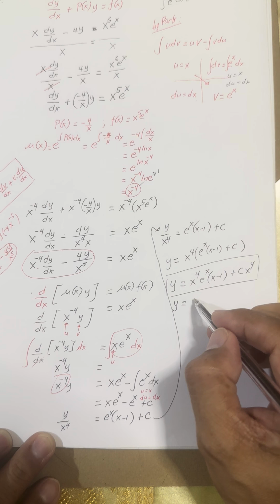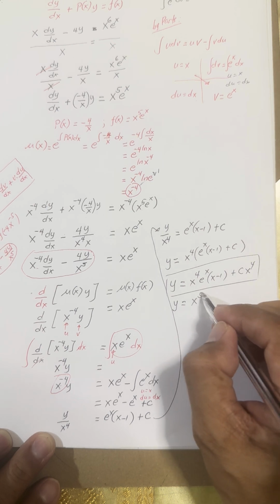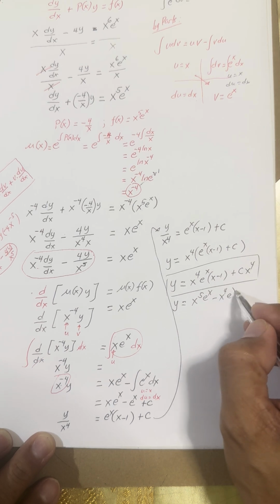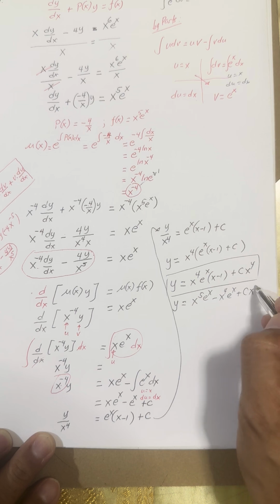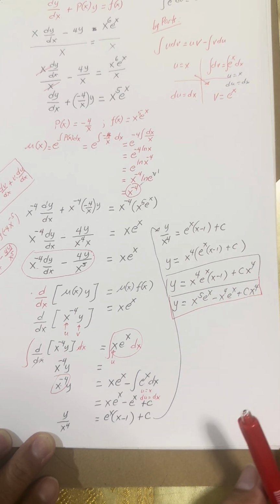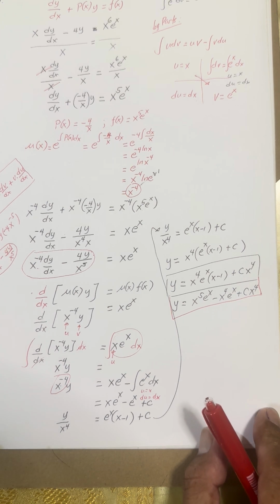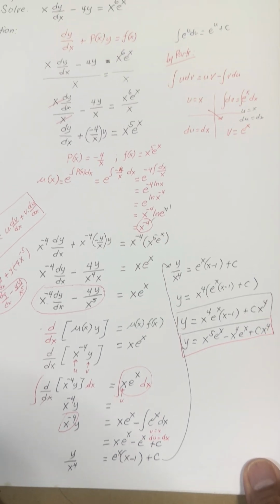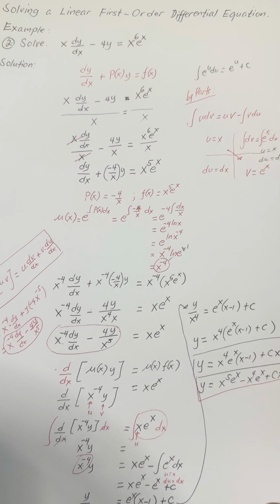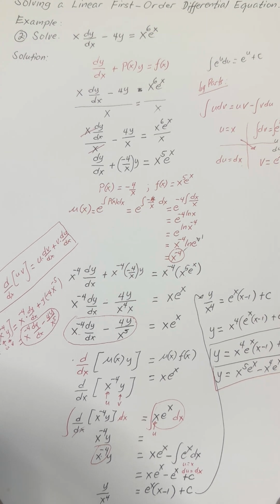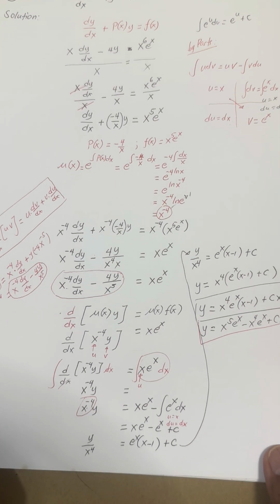If you multiply this, this can be x to the 5th power e to the x minus x to the power 4 e to the x plus c x to the power 4. So they're just the same. So either of these answers would be okay. Okay, so that's it. That's how to solve this second example of our linear first order differential equation. So we just follow 5 steps in order to solve a problem like this.